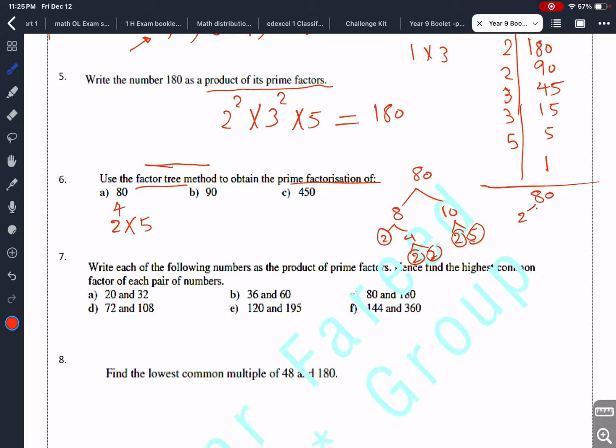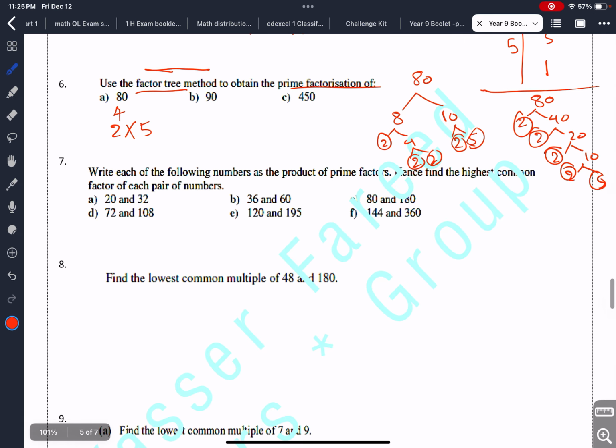So divide by 2 will be 40, divide by 2, 20, 2, 10, 2, 5. And you can see it's clear that all the branches on the left are prime factors. So you have two methods. I prefer that you do what you like, not what I said, because these two methods are very important. Like this, you will never miss any factor. But here, if you don't circle immediately the prime factor, it will cause a problem.